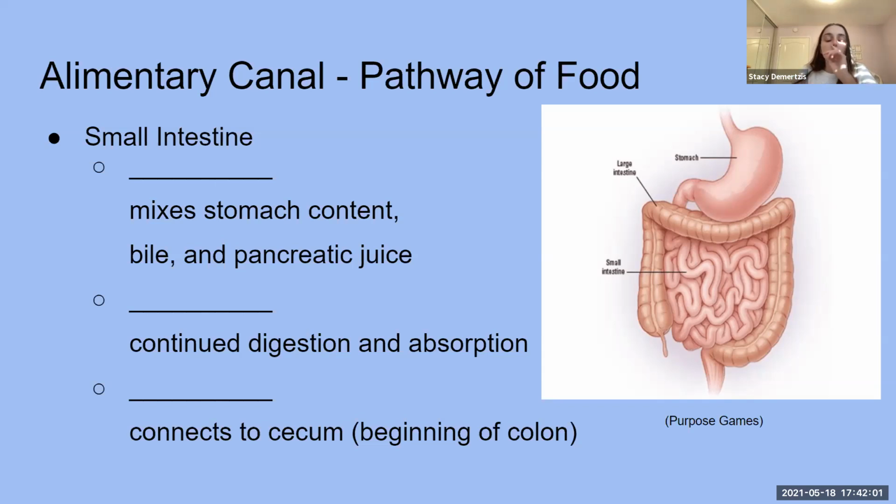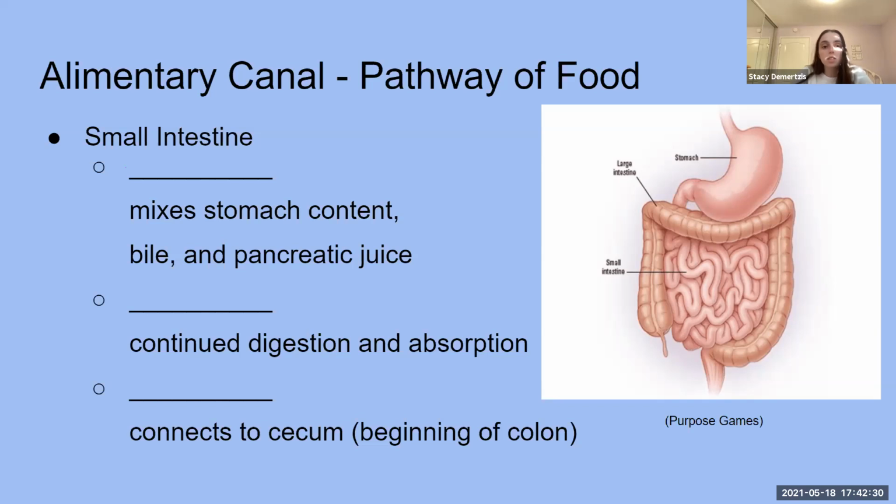So the small intestine is actually broken up into 3 parts. Can somebody name me the 3 parts? We'll start with the first part. What is the first part of the small intestine called? Jejunum. Close. It's a different word. I'm seeing in the chat duodenum. Yeah, that's the answer.